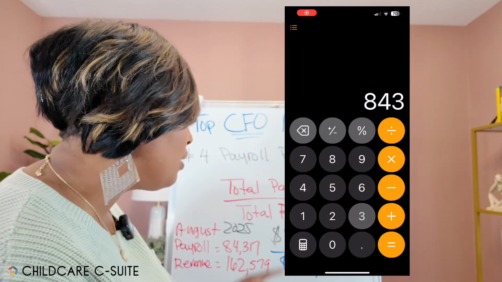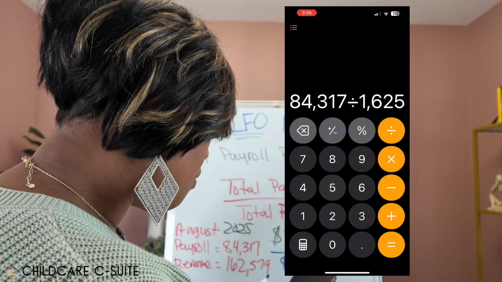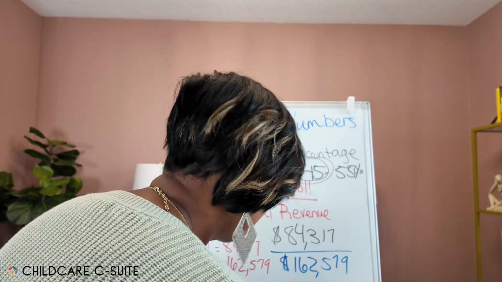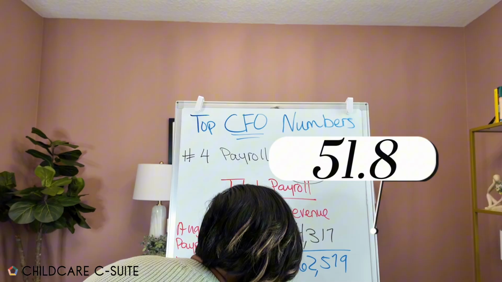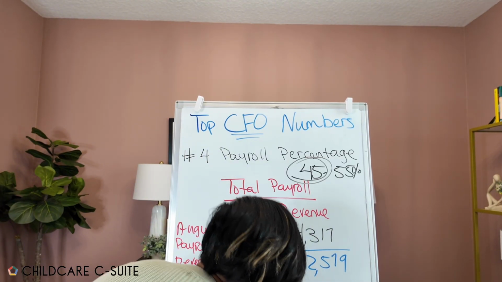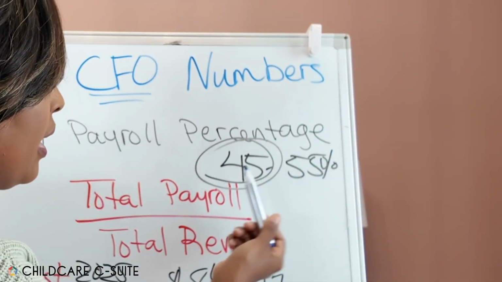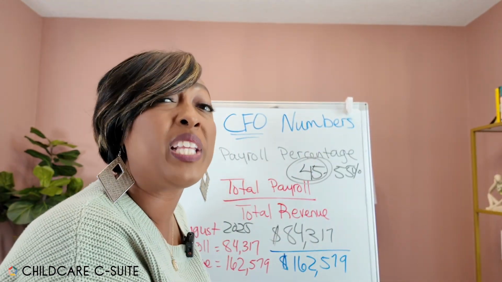So now what I need to do is divide this number, 84,317 divided by 162,579. For the month of August, that comes out to 51.8. So if we round it, 52% is my payroll for the month of August. I said, ideally, you want to be between 45 and 55%. If I'm at 52, then that means I'm doing okay. But for my standards, I don't want to really go beyond 48%.